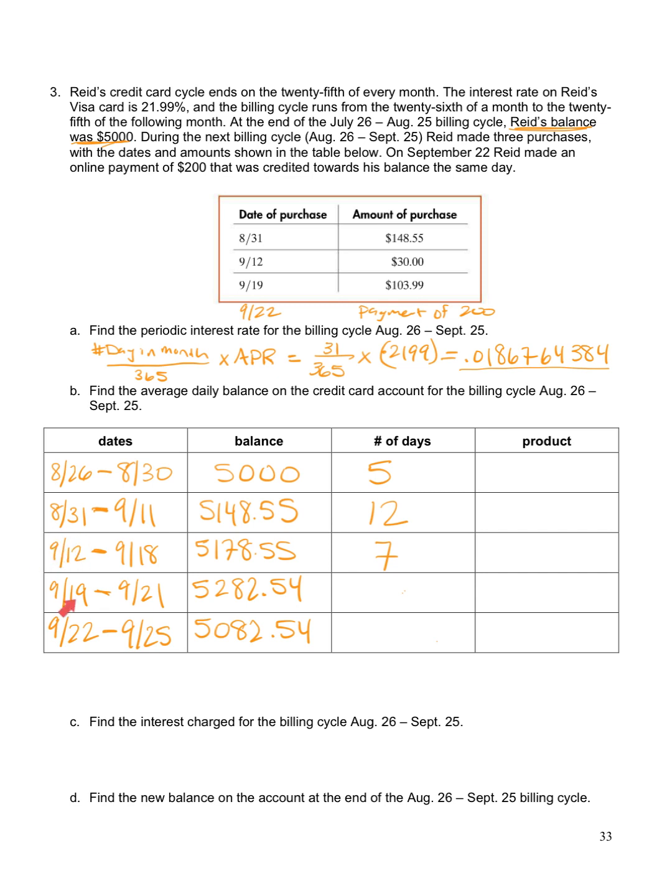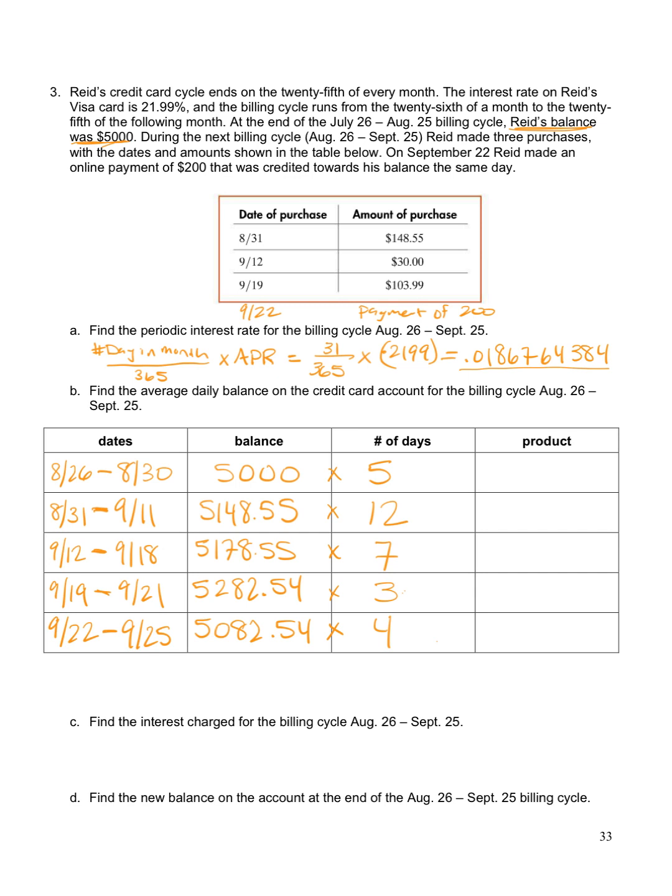All right, 19th to the 21st, that's the 19th, 20th, and the 21st, that's 3 days. And then the 22nd to the 25th, that's the 22nd, 23rd, 24th, and 25th, that's 4 days. And then we take the product of the balance times the number of days. So we're doing this product here for each entry in the table.